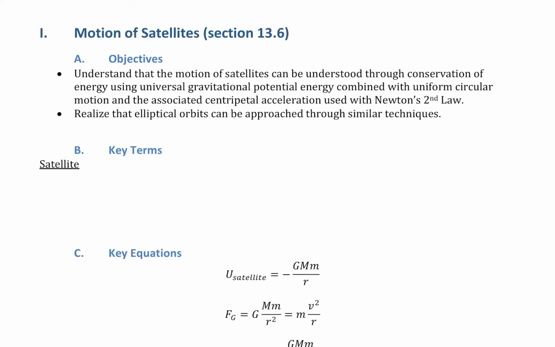Okay, so we're going to understand that the motion of satellites can be understood through the conservation of energy using universal gravitational potential energy combined with uniform circular motion and the associated centripetal acceleration when used with Newton's second law. What I mean by that is we're really going to be employing the universal gravitational potential energy equation that we saw in the very last lecture. So we're definitely building on that idea and putting it to use. And we're going to talk a bit about elliptical orbits, but only a little.